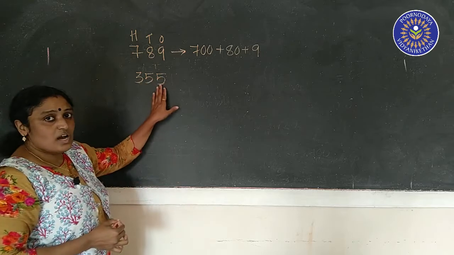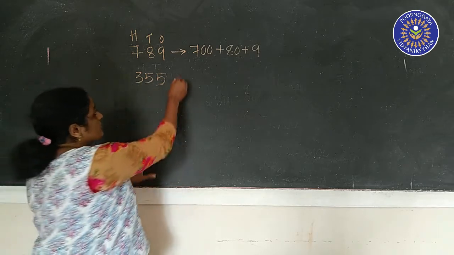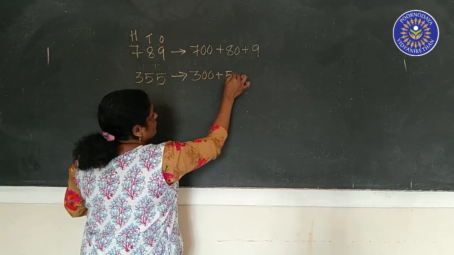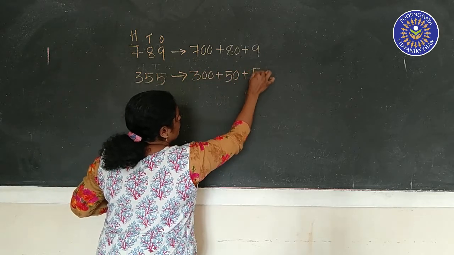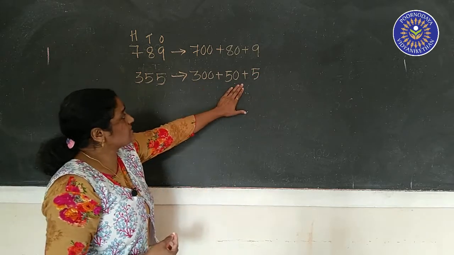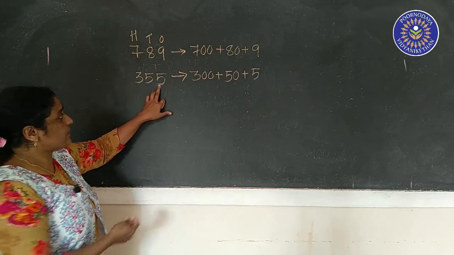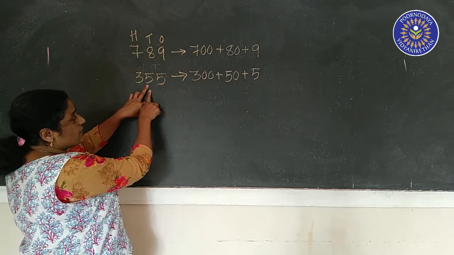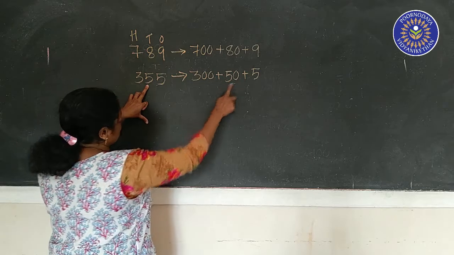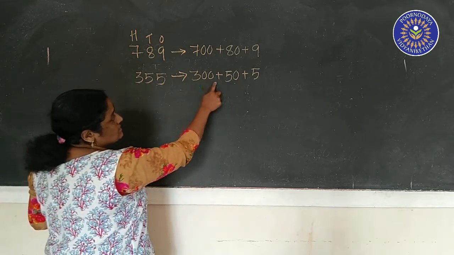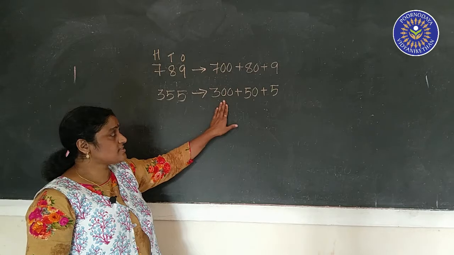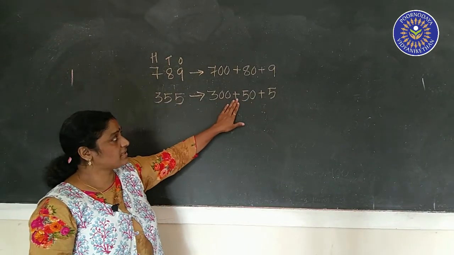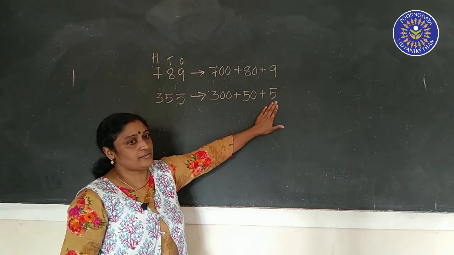355. How will we write the expanded form? 300 plus 50 plus 5. How did we get this? In ones place there is 5, 5 ones, 5. Then in tens place there is 5, 5 tens, 50. And 300s, that is 300. This is the expanded form of 355. 300 plus 50 plus 5.